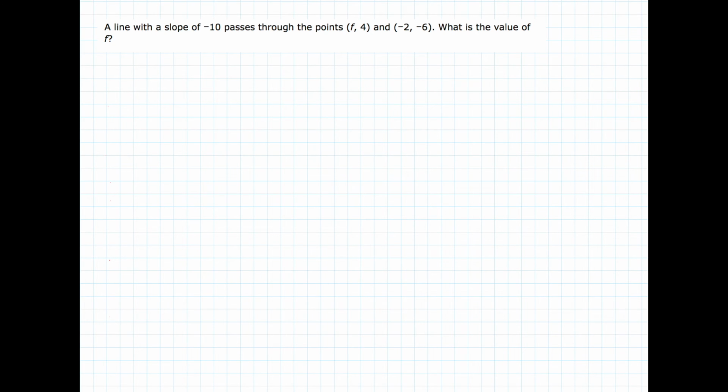All right, so this time, remember we don't have to graph this. A line has a slope of negative 10. All right, so that's our new m value. m equals negative 10. And it passes through the points f comma 4 and negative 2 comma negative 6. So I'll go ahead and make this my x1, and this will be my y1, this will be my x2, this will be my y2.